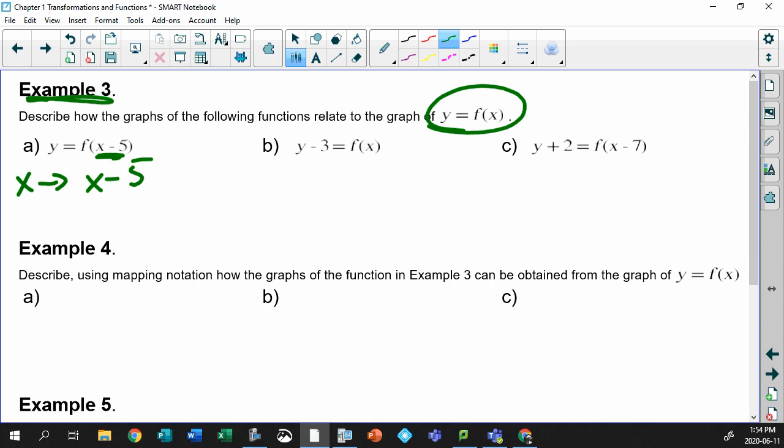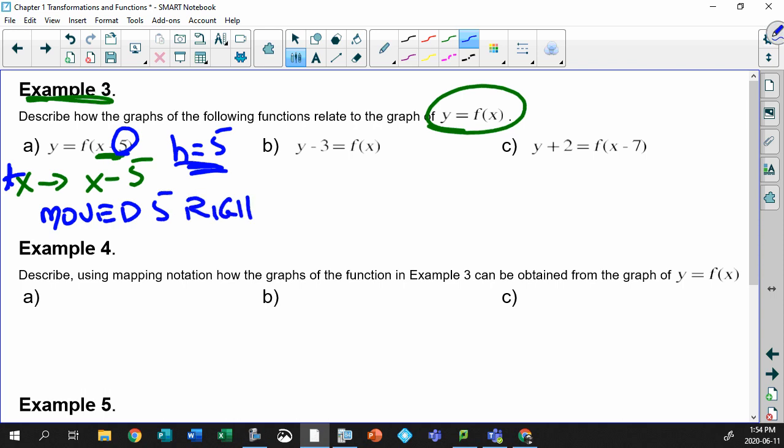But now, remember what this means. This 5 here means that this is an h value, h equaling 5, right? Okay, it's not the same as the replacement notation. Very important. h is actually 5. And what does this mean? That means I moved 5 right. Okay? Because it's a positive value for 5.